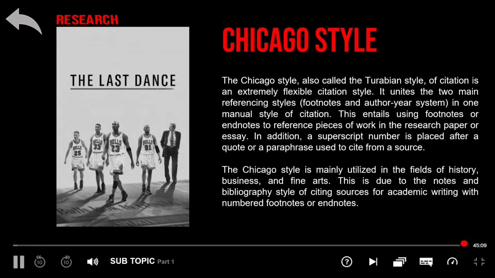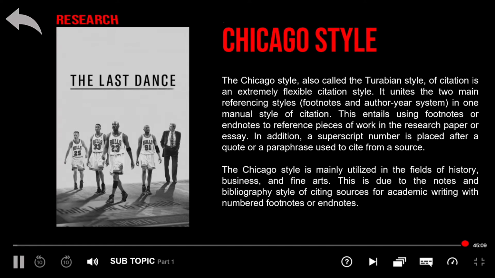In addition, a superscript number is placed after a quote or a paraphrase used to cite from a source. The Chicago style is mainly utilized in the fields of history, business, and fine arts. This is due to the notes and bibliography style of citing sources for academic writing with numbered footnotes or endnotes.